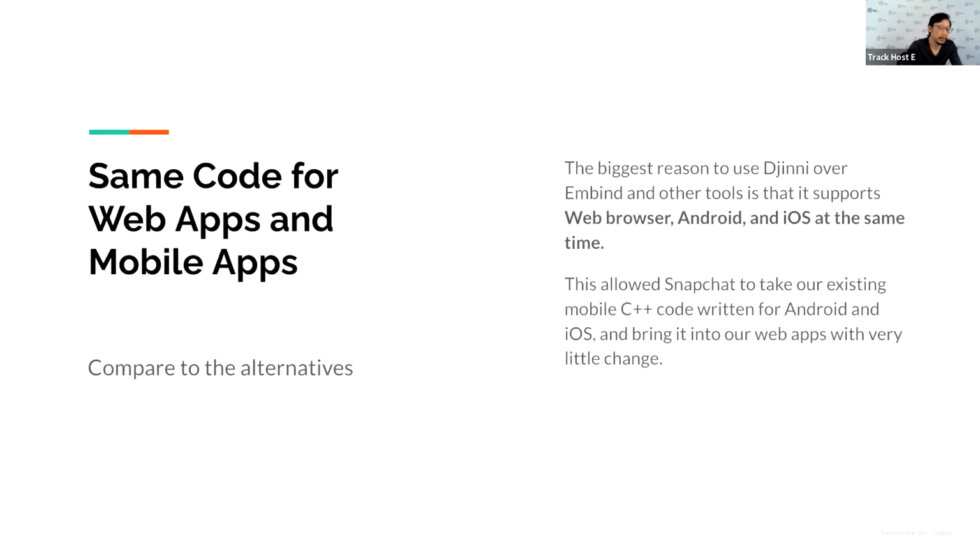The biggest reason to use Genie over other binding tools is that it supports web apps, Android and iOS, all at the same time. This actually allows Snapchat to take our existing mobile C++ code written for Android and iOS and bring it to our web apps with very little change. It's almost exactly the same code.